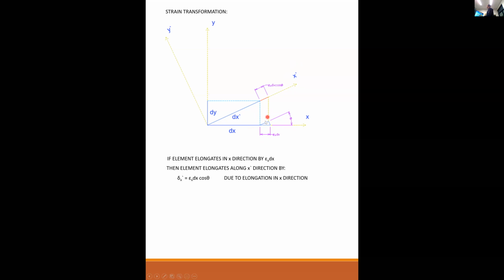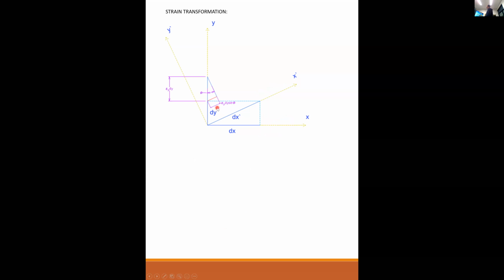And what I did is I took that strain and I put it up here. You can see it's parallel, so this length is equal to this length. So this is just one component of the overall deformation.